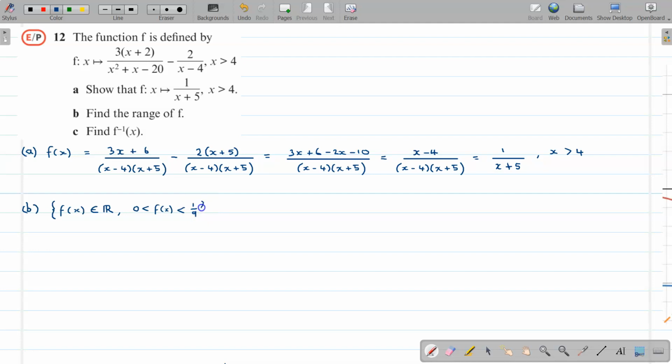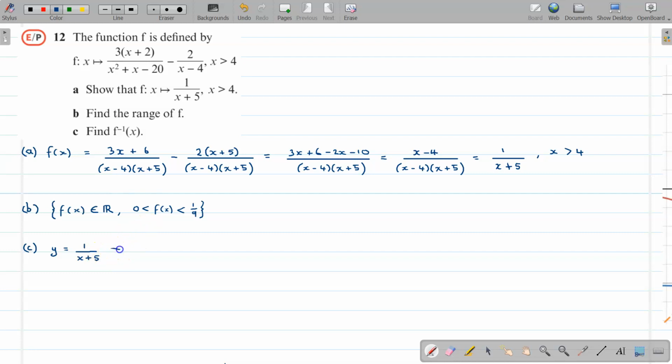Okay, so that's a full and thorough definition of the range of f. Now in part C we've got to find the inverse function. We're going to look at graphs of these in a minute, but I'm just going to start by going through the process of inverting the function. So we say that y equals 1 over x plus 5. That's the first step. Now we're going to multiply both sides by x plus 5.